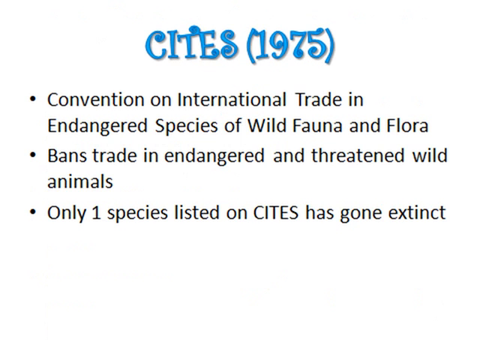Here we encounter our first international treaty. So CITES, otherwise known as the Convention on International Trade in Endangered Species of Wild Fauna and Flora, was first ratified in 1975. It is a treaty that bans trade in endangered and threatened animals, and this is a very major protector of animals across the planet.